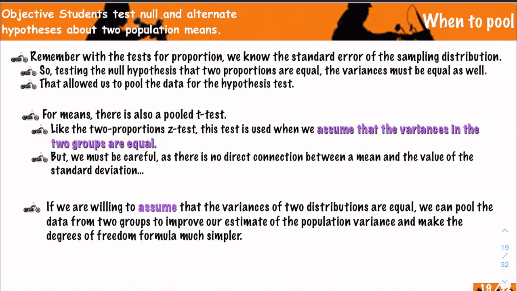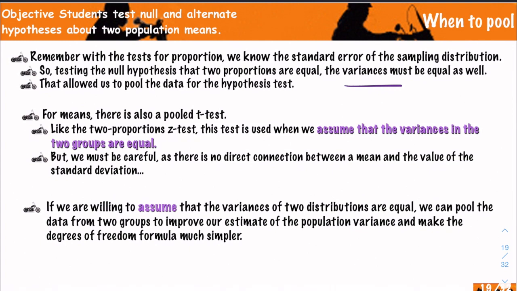Now, some of you may be thinking, well, when we talked about two proportions and we were comparing them, we pooled when we were talking about comparing those two. So remember, with tests for proportions, we know the standard error for the sampling distribution. So testing the null hypothesis that our two proportions are equal, we assumed that the variances must be equal as well. That allowed us to pool the data for the hypothesis test.